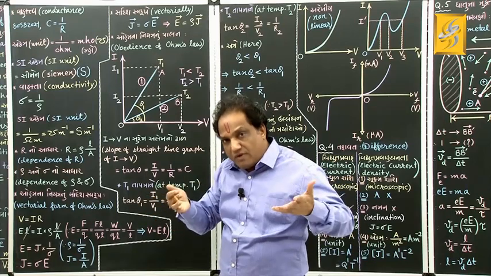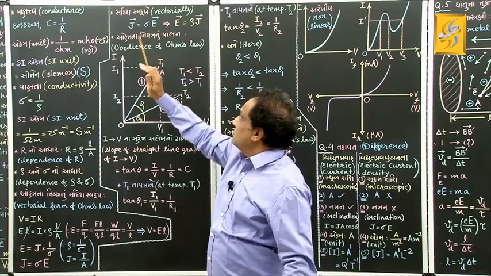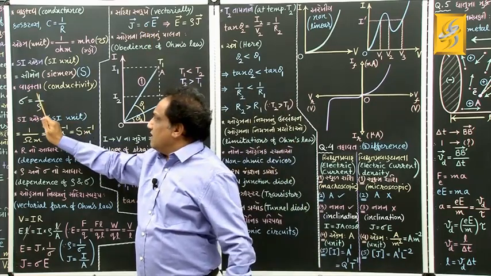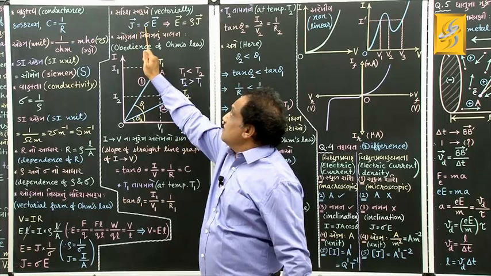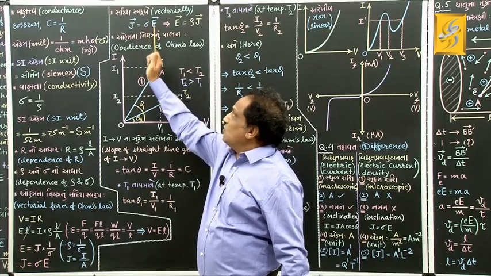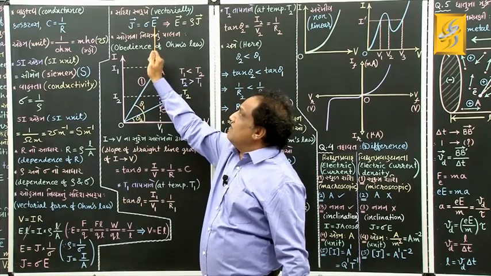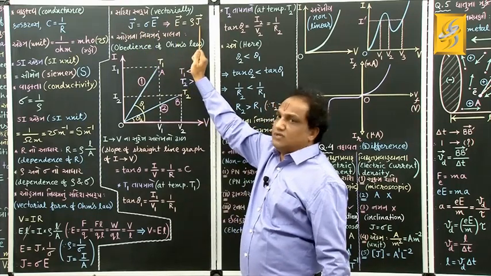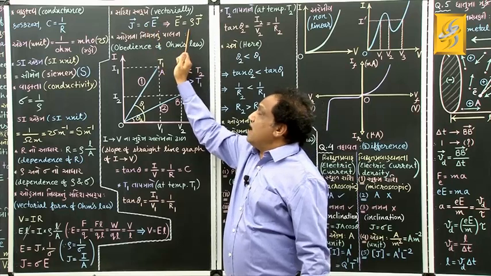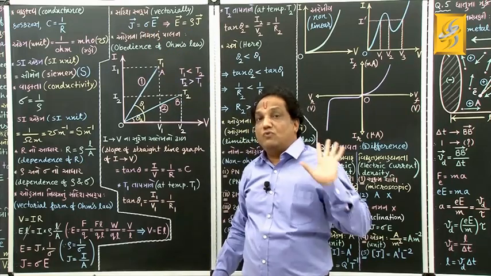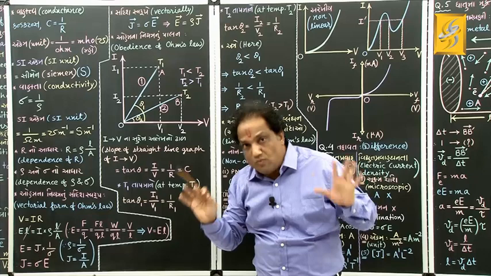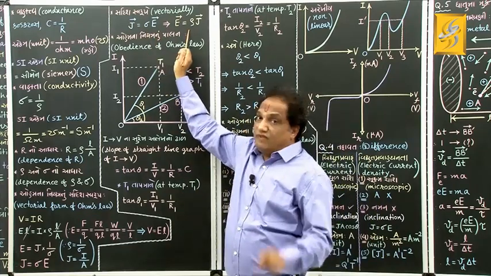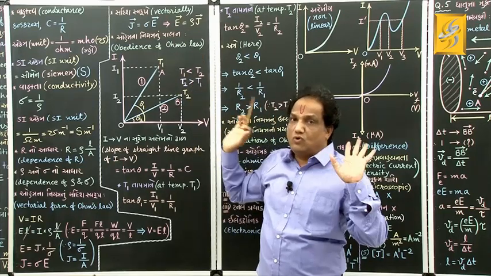If you want one more format, that also you can get this way, very simple. You know sigma is nothing but 1 upon rho. Put it here. Sigma is 1 upon rho, and then that rho you can transfer here. So vector E will be rho into vector J. Vector E equals rho into vector J. Both of these are vectorial forms of Ohm's law, correct?